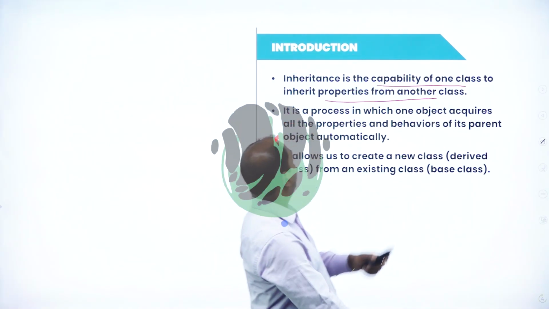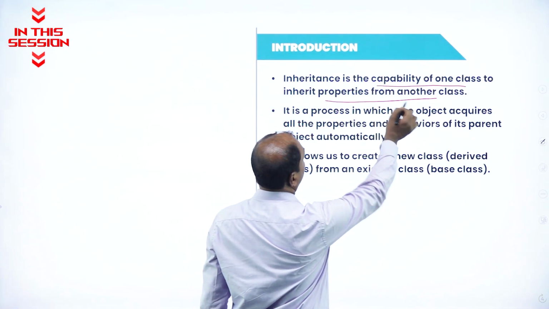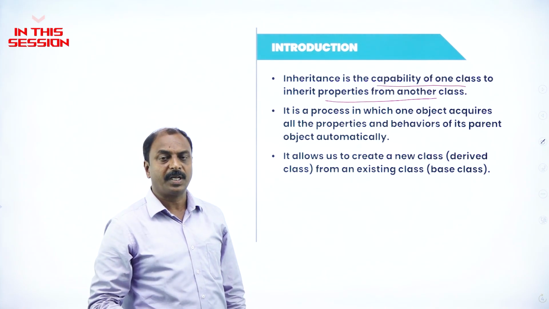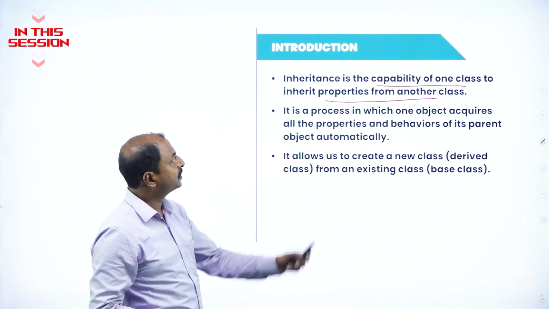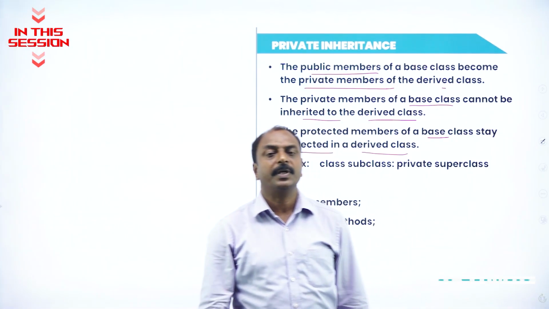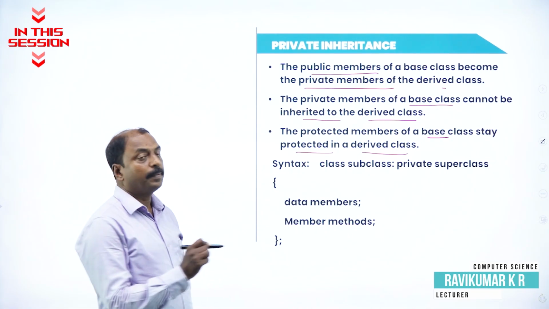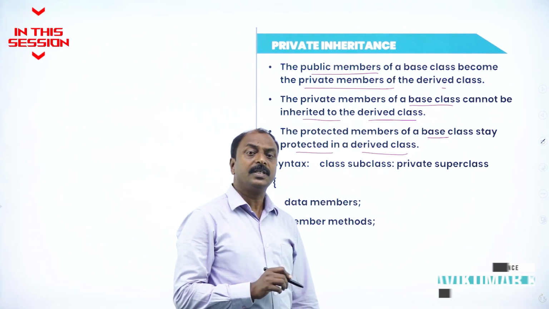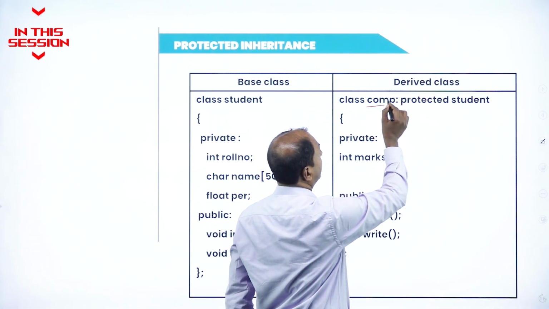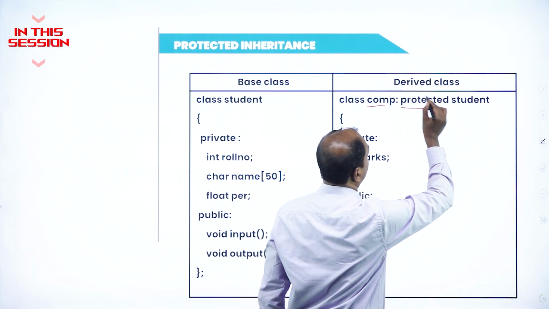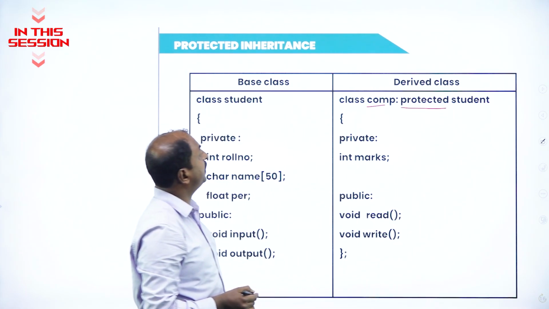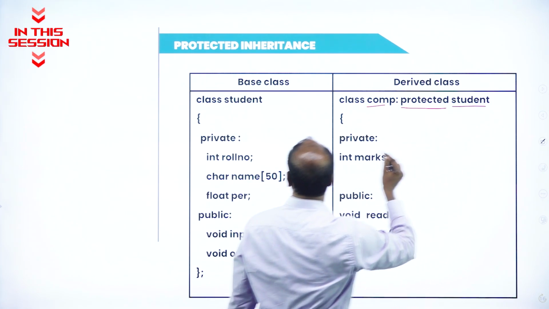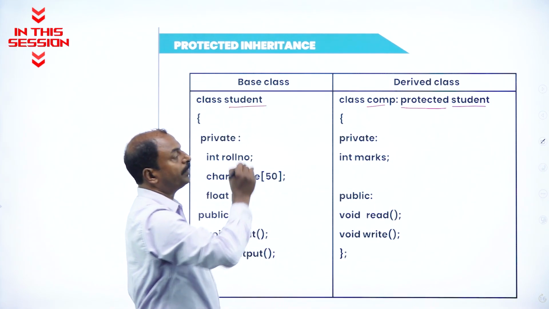One class acquires the properties from another class, or it inherits, or it acquires the property from other class, that is called inheritance. Private member cannot be inherited, but the public members of base class becomes the private in the derived class. This is a derived class. Visibility mode is protected, so it is protected inheritance. And this is student, it is the base class, same what we used in the base class here.